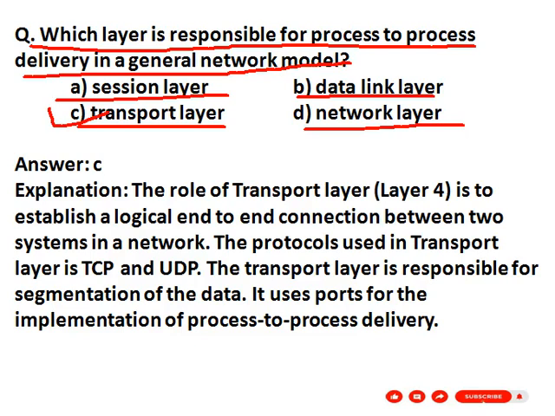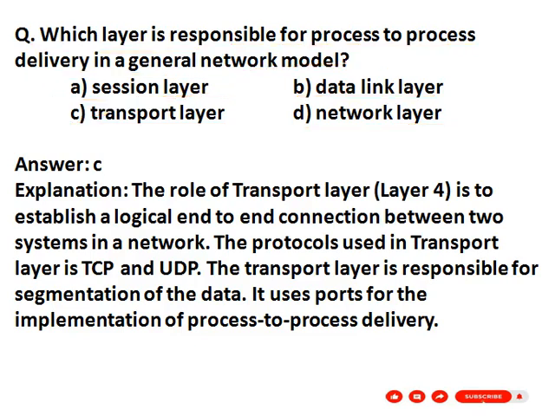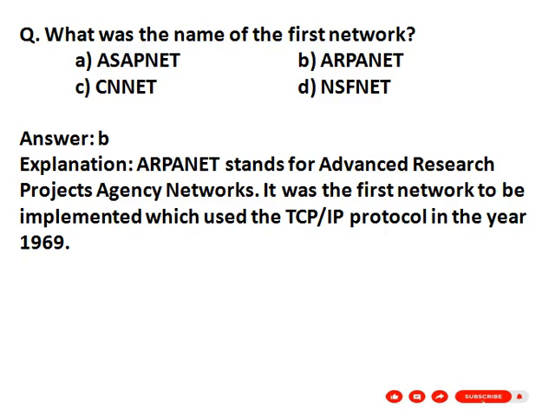What was the name of the first network? Given options are A, ASAPNET, B, ARPANET, C, CNNET, D, NSFNet. The correct answer is option B, ARPANET.